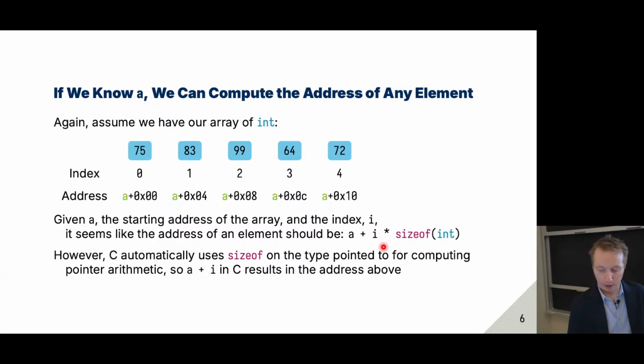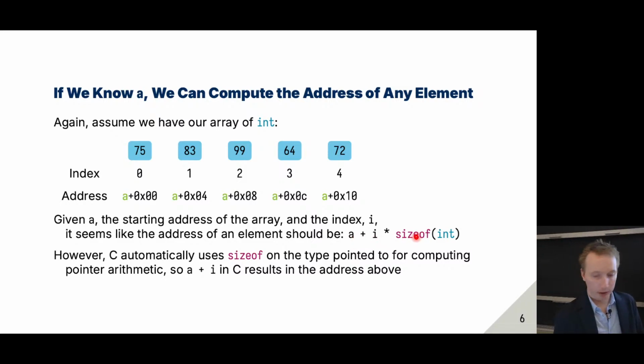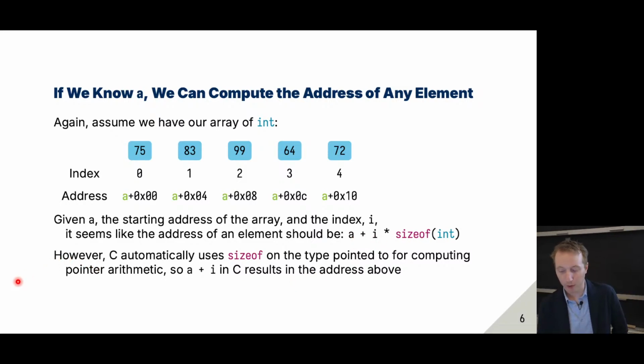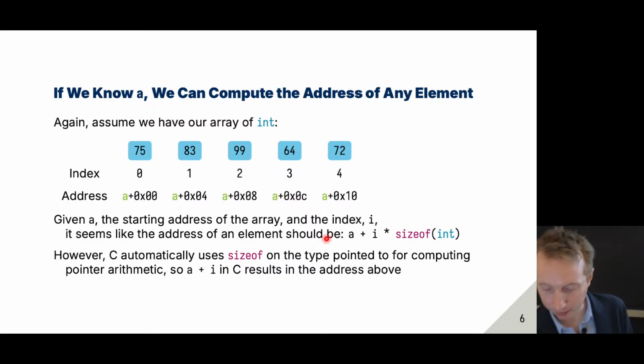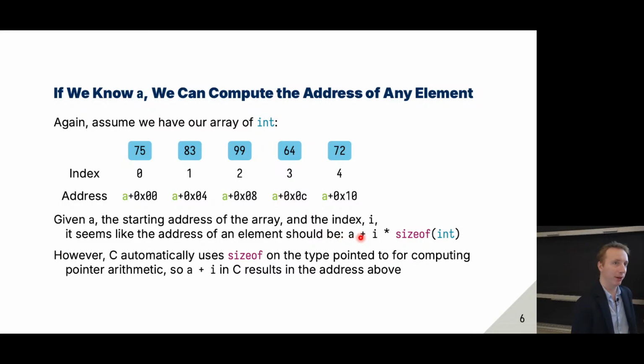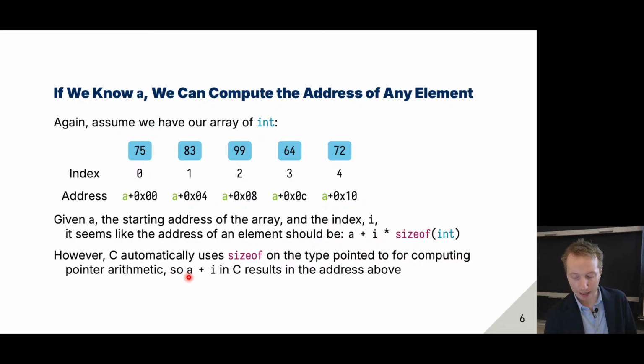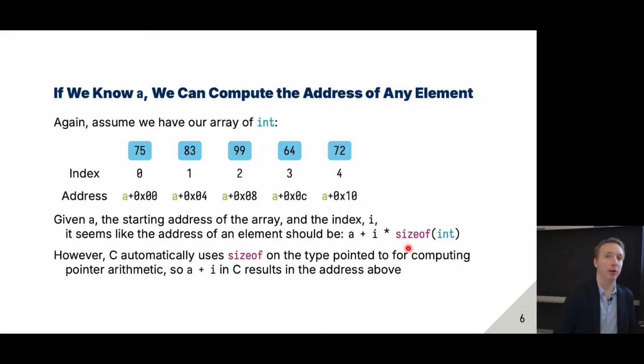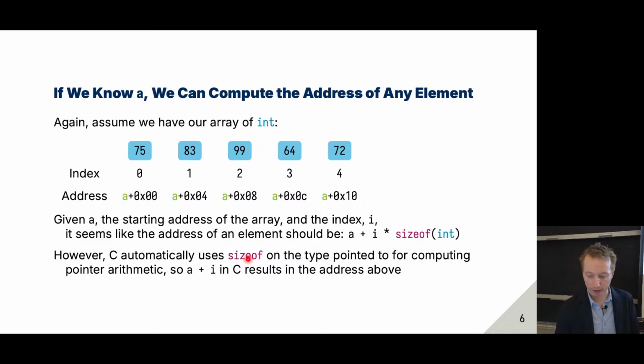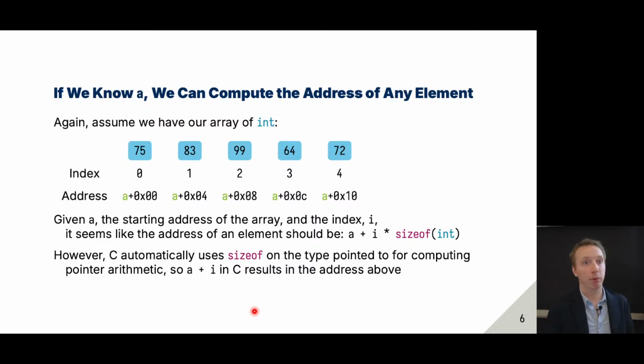So it turns out that if you do this, you will get something weird. What C will do is, whenever you try to add something to a pointer, C has special rules for pointer arithmetic. The rules are that if you have A plus I, that results in this address above. So C will do you a little bit of a favor, and it automatically uses that size of operator for you. It knows, based off the type that the pointer is pointing to, and it will do the size of for it.